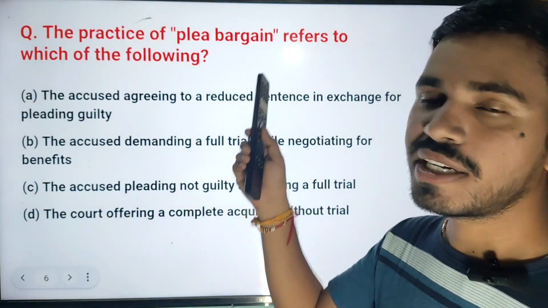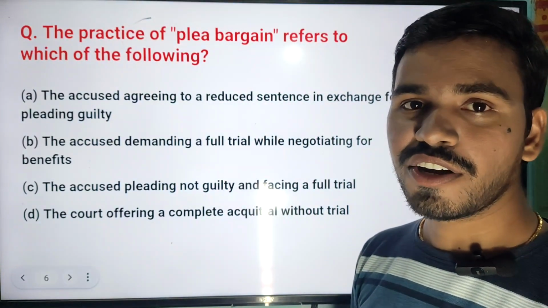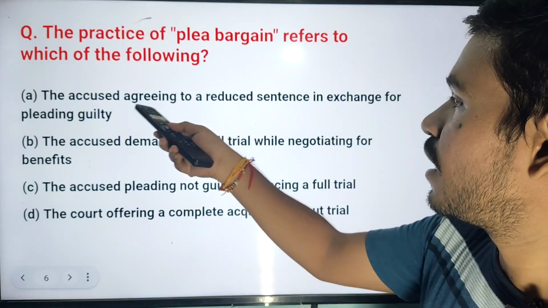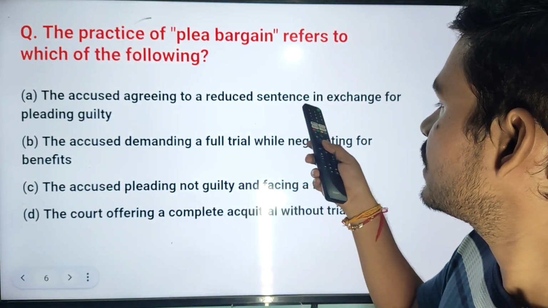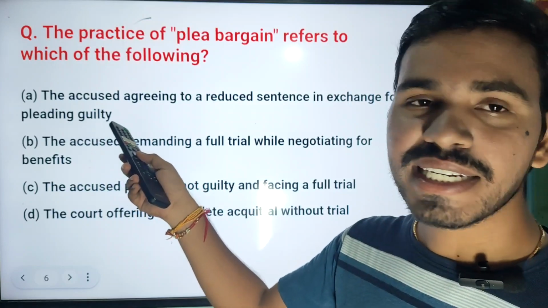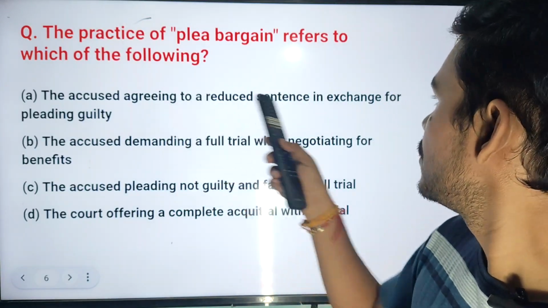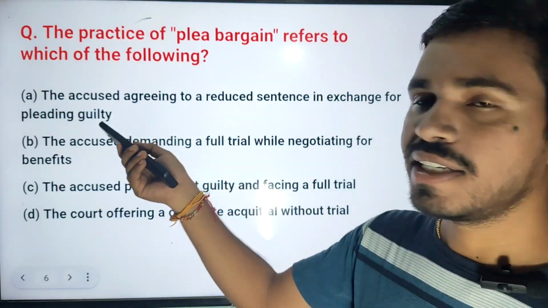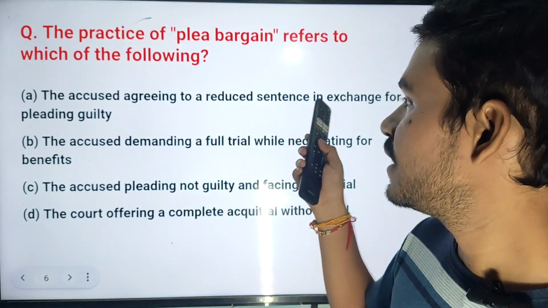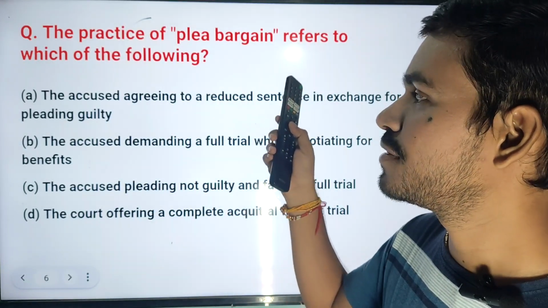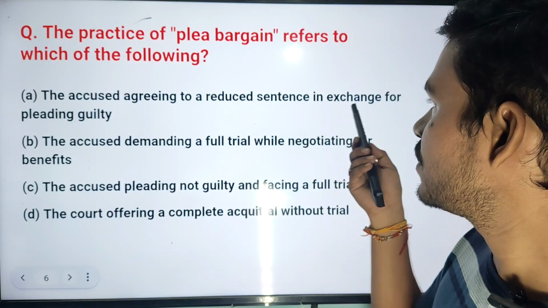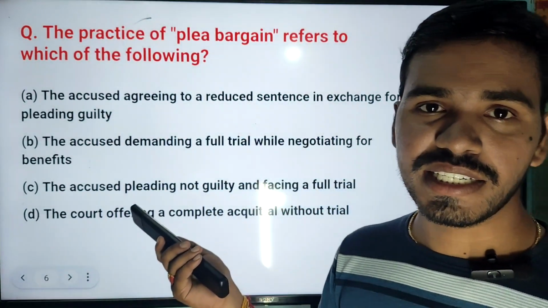So, what is plea bargain? Plea bargain means the accused agreeing to reduce the sentence in exchange for pleading guilty. So, the accused agrees to plead guilty in order to reduce the sentence. This is called plea bargain. So, the accused agrees to a reduced sentence in exchange for pleading guilty.